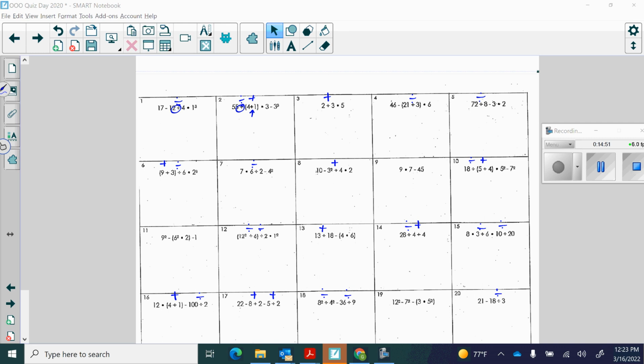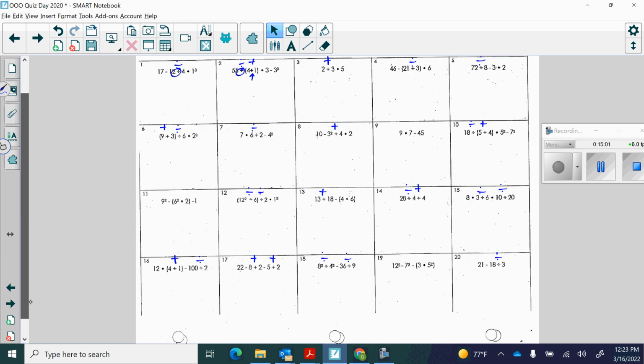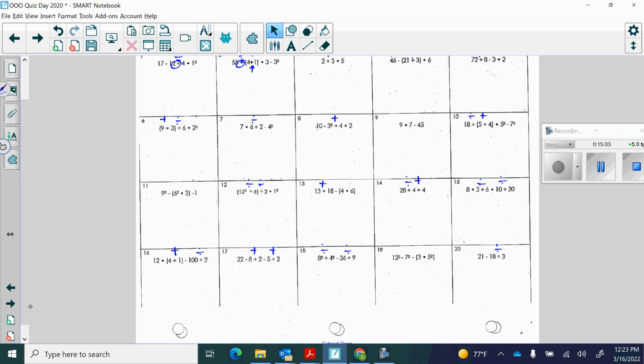Number 15, between the 3 and 6 is division, and between the 10 and 20 is division. Number 16. Inside the parentheses is addition for plus 1. Outside, between the 100 and 2 is a division. Number 17. Between the 8 and the 2 is addition. And between the 5 and the 2 is addition. Those are both addition signs.